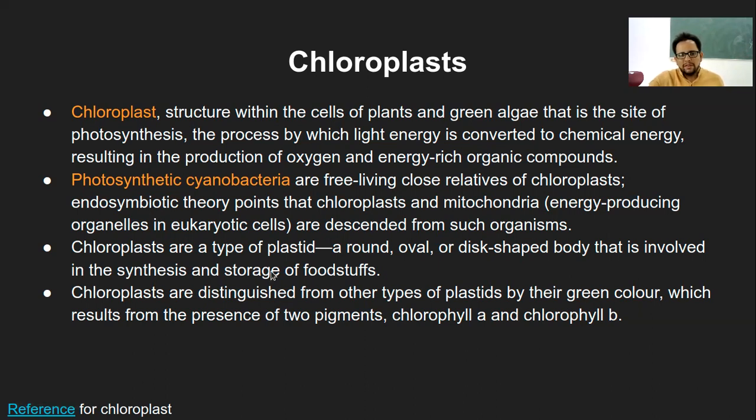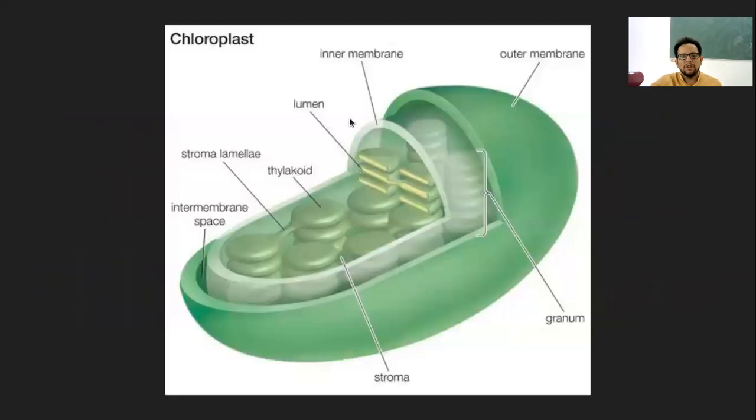Now, chloroplasts are a type of plastid that we already know. Again, you must have studied what plastids are, what chromoplasts are and so on. So chloroplasts are a type of plastid, a round or oval disc-shaped body, involved in the storage as well as synthesis of food material. So this is the general structure of the chloroplast, which is cut open from one angle so that you can see the internal structure. This is the representative diagram.